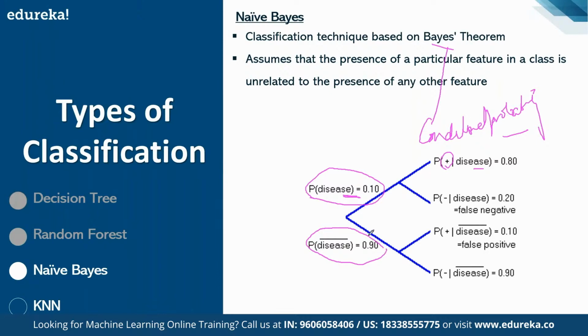Right? Similarly, in the other direction, if the probability of not having a disease is 0.90, you will find out the probability of the test being positive with no disease, and the probability of a negative test given I don't have the disease. So basically here you check the outcomes of all the possible combinations. This is what is called the naive Bayes algorithm, or Bayes theorem, or conditional probability based theorem.